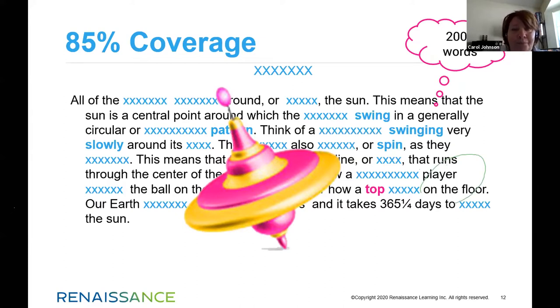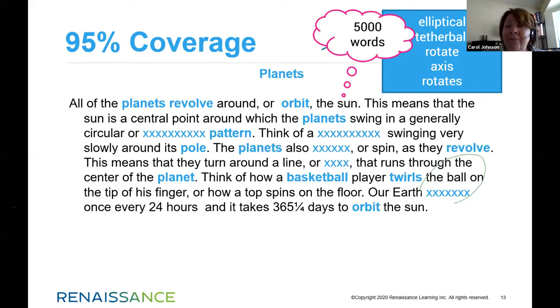Then I want to move one step further to show you what it's like if you know the first 5,000 most frequently used words in English. Now you have coverage of 95%, and that means you already know 95% of the words in this text when you go to read it. Notice the difference. You now have a real sense of what this text is about. In fact, you could be tested on this and do really well.